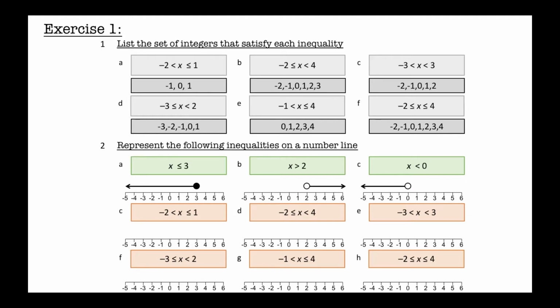-2 is less than x, which is less than or equal to 1. -2 is less than or equal to x, which is less than 4. -3 is less than x, which is less than 3. -3 is less than or equal to x, which is less than 2. -1 is less than x, which is less than or equal to 4. And -2 is less than or equal to x, which is less than or equal to 4. Okay, so if you got all those right, well done.